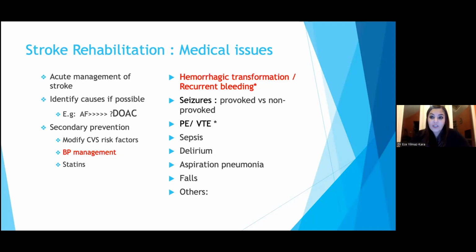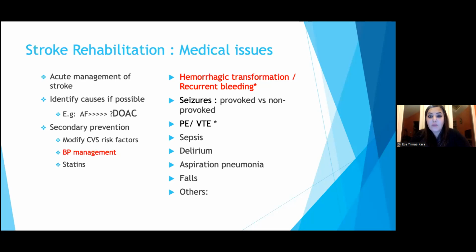If we look at the medical issues on the rehab ward, in the early phases, probably one of the most significant ones would be a hemorrhagic transformation or a recurrent bleed. That obviously needs urgent attention to your patient, doing your ABCDE approach and an urgent CT scan, and then liaising with neurosurgeons for conservative versus surgical management.